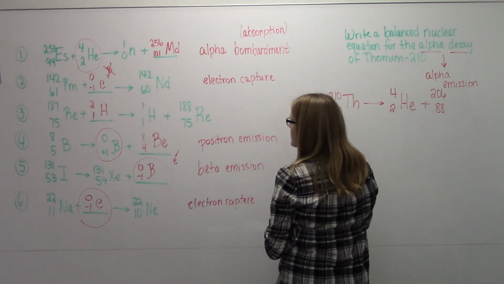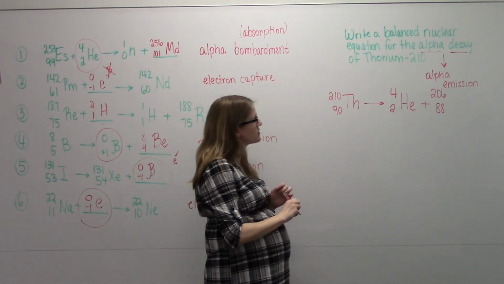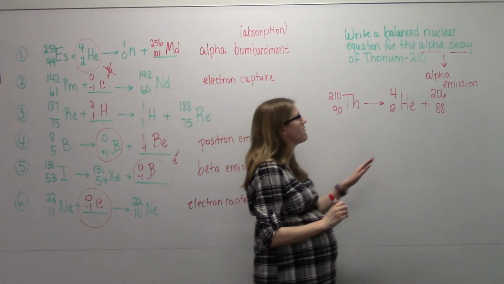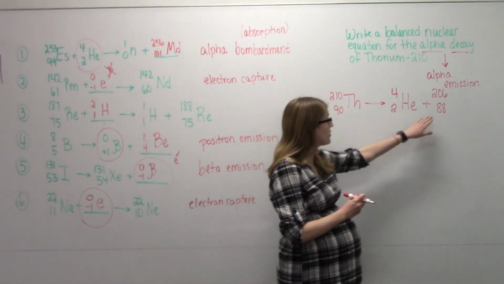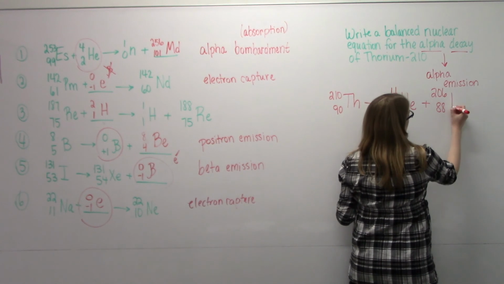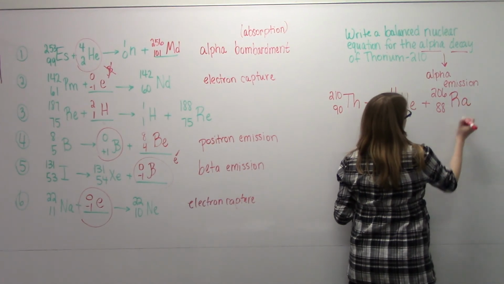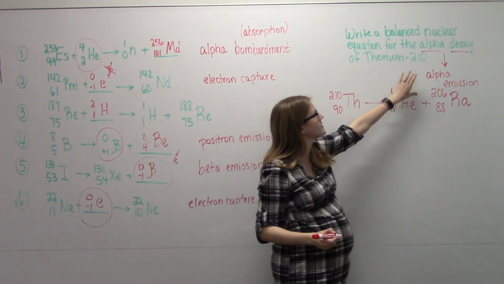And in order to get the actual element, we'd have to look at our periodic table. So go ahead and grab your periodic table and find atomic number 88. When you look up this atomic number, you get radium, Ra. And right here, that is the key particle that tells us it's alpha emission.